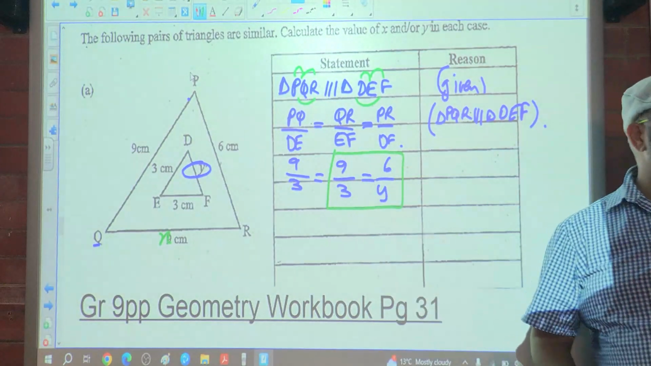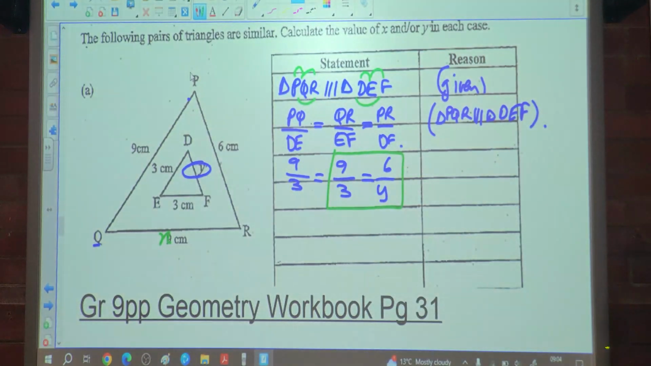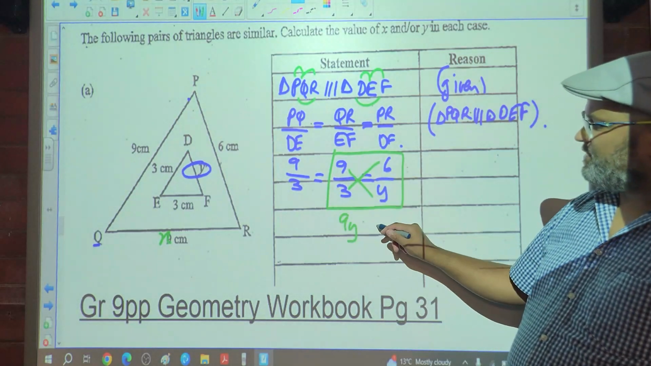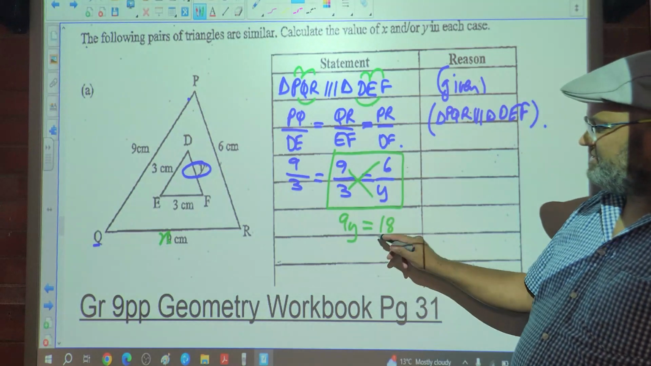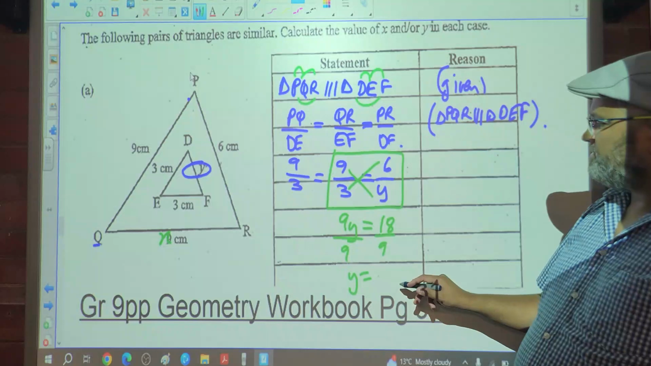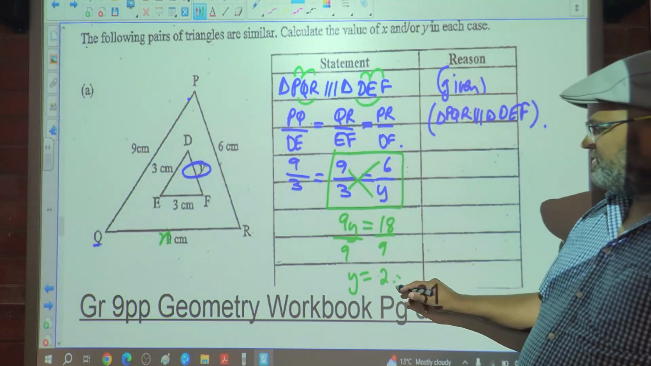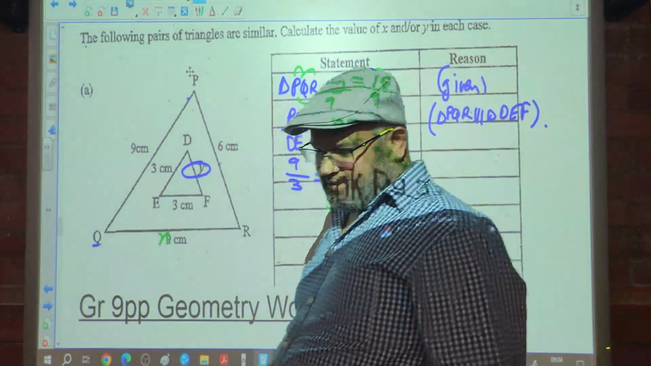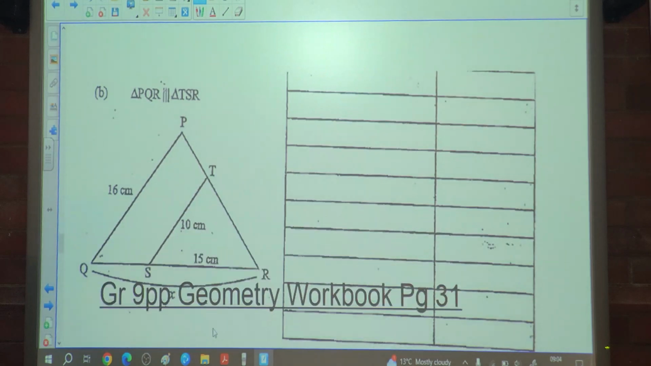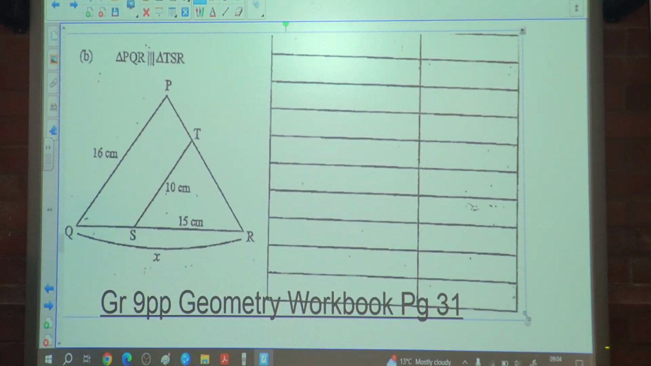So how do I solve y here? Cross multiply. So 9 times y is 9y, 6 times 3 is 18. So I divide by 9 both sides. So y is equal to 2 centimeters. Alright. Any issues there? No? Next page? Okay, that's on page 32 now.